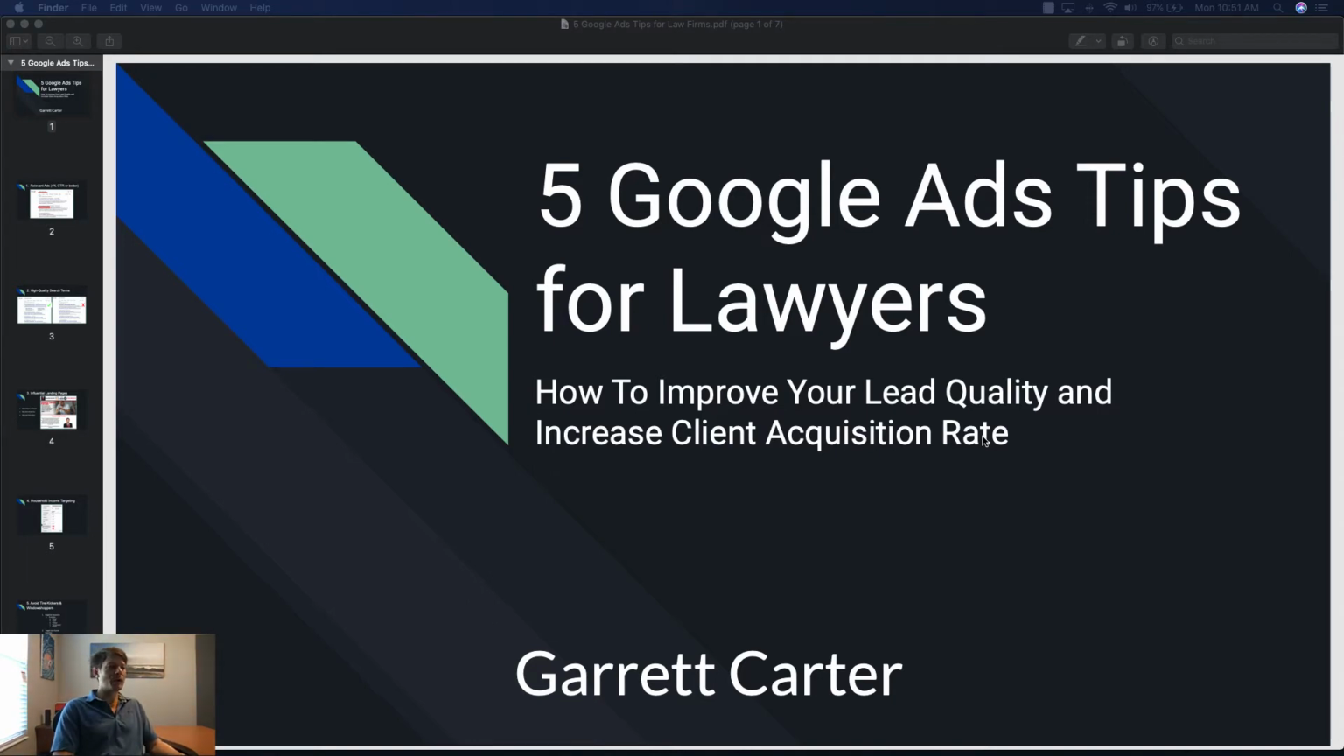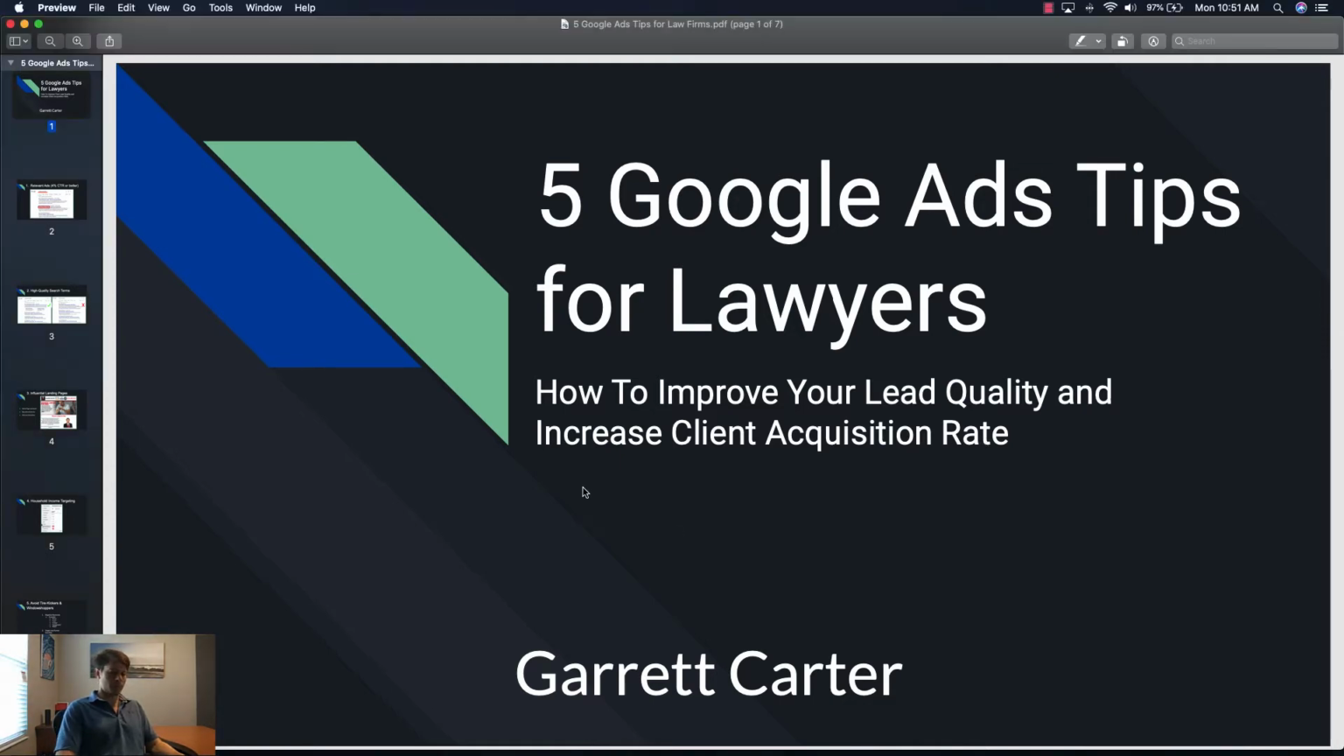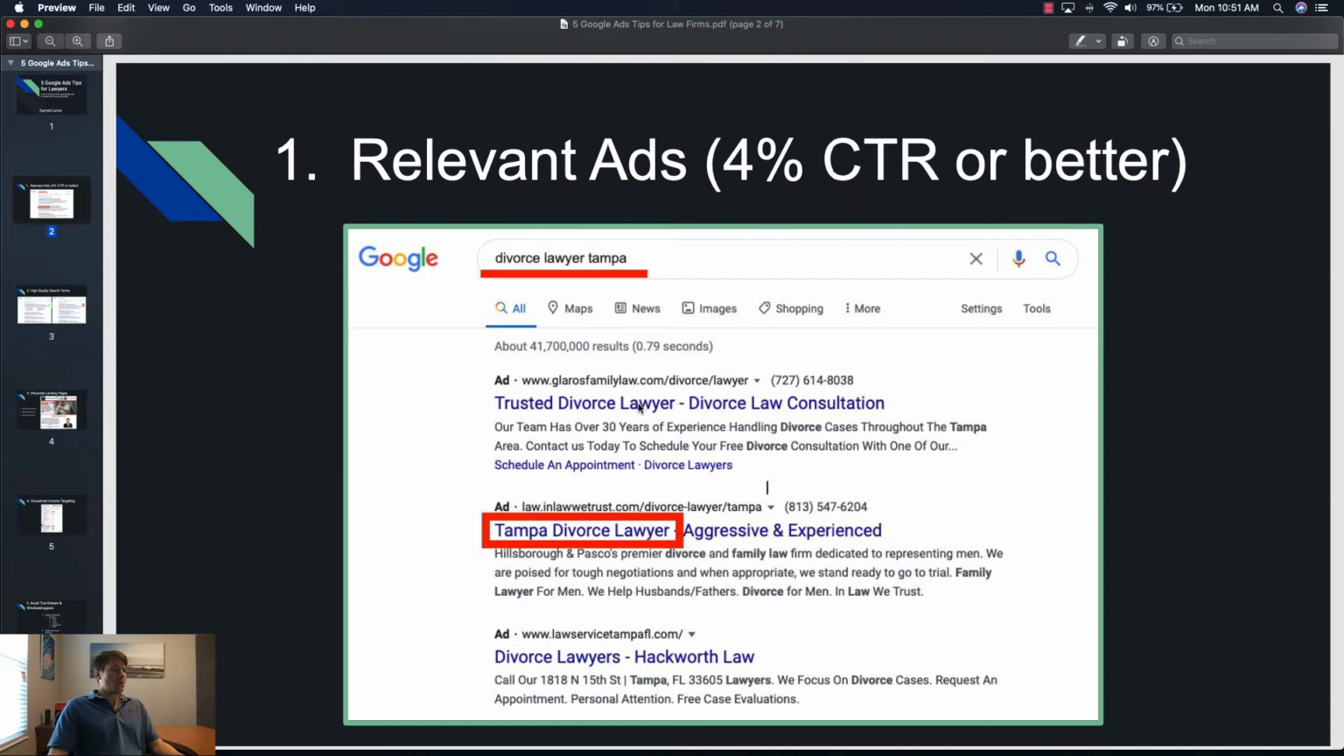The first Google Ads tip for lawyers. So the first tip I have is relevant ads. And basically I've got a screenshot here to explain what I mean by this. This search right here, I just typed this in, Tampa, that's where I'm located, divorce lawyer Tampa. So you want your ad to be very similar to the searches that are being made. That's how you get high CTR, that's how you bring your CPCs down, and that's how you're going to bring your cost per conversion down.